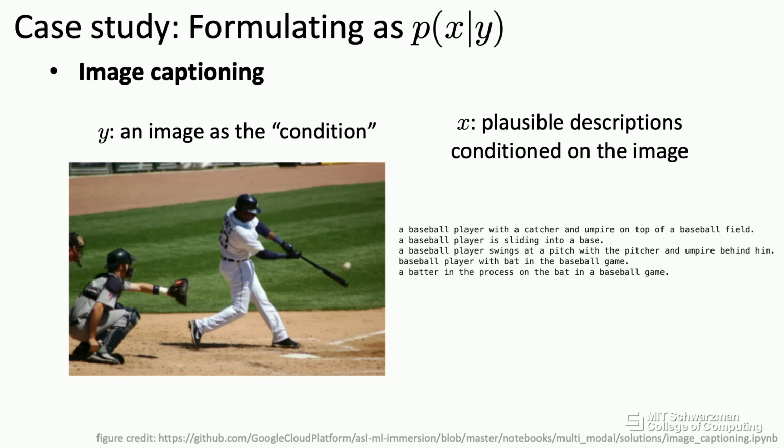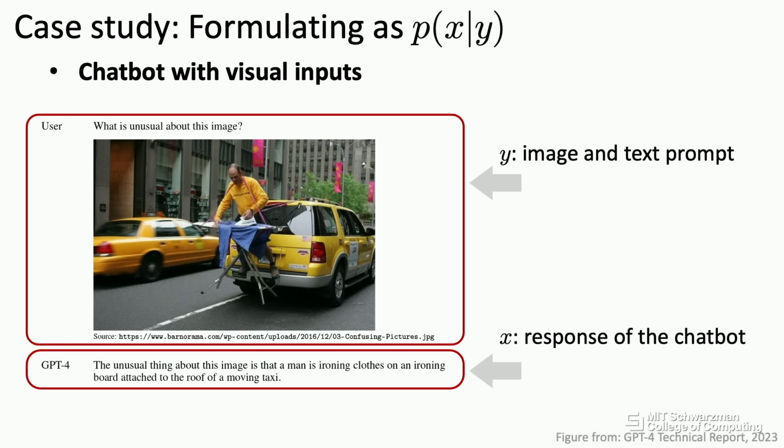And we can even move one step forward. You can imagine the input condition Y is still an image, and you want the output to be not just a label or a short description. It can be an entire sentence, or even a paragraph that describes this image. This is also a classical problem in computer vision, known as image captioning. You want the computer to write a caption about this image.